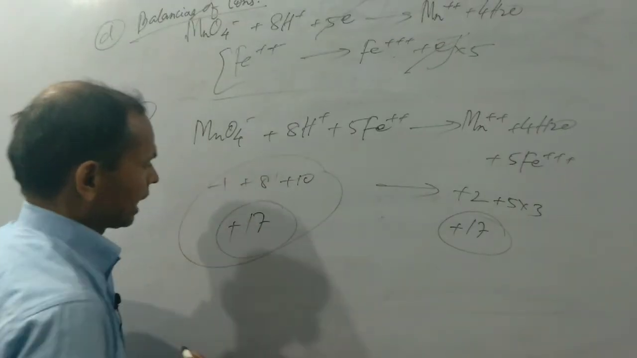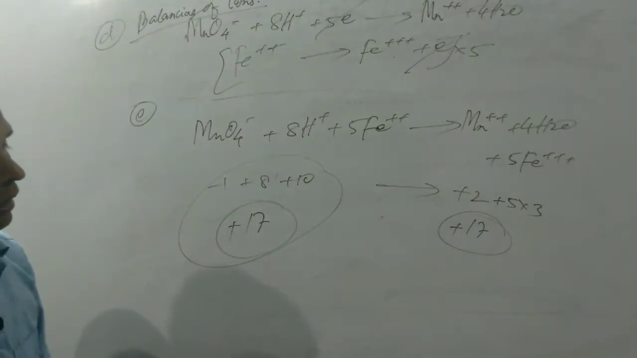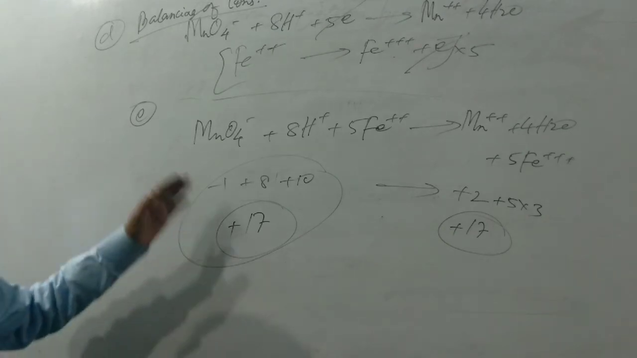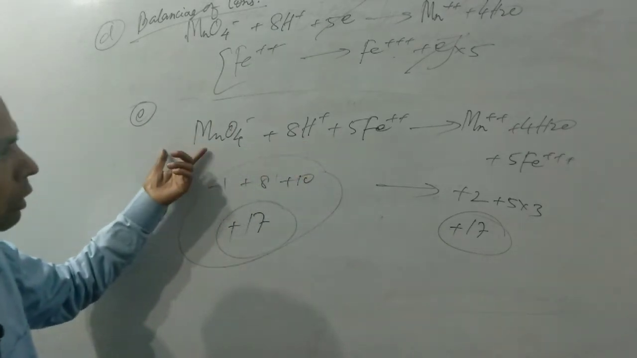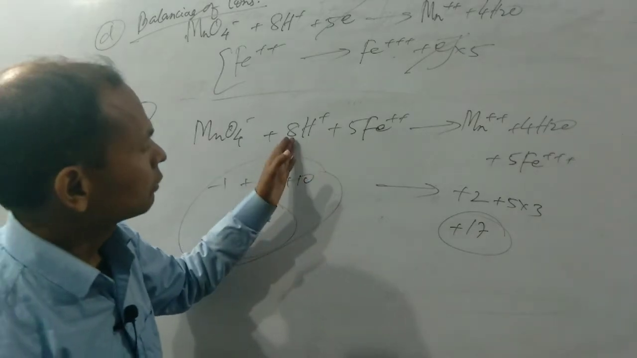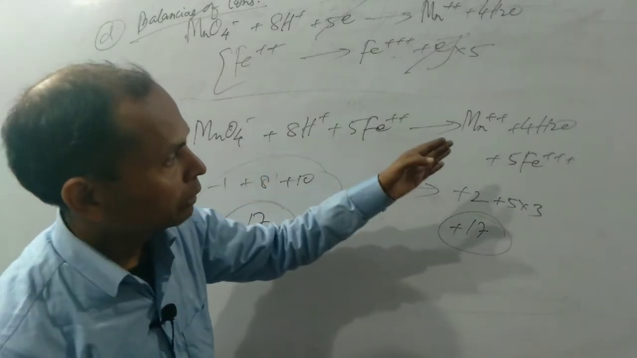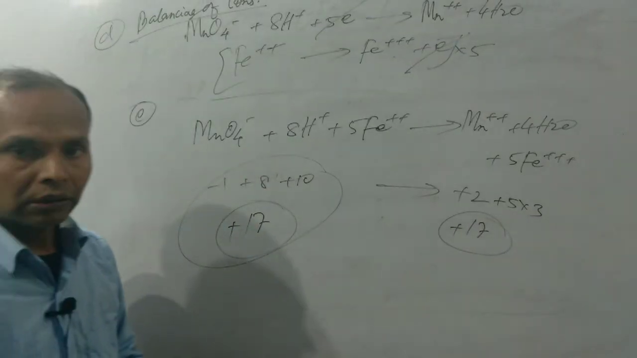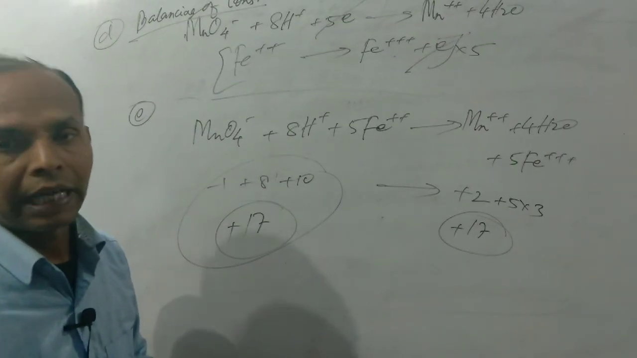In the left side plus 17 ion and in the right also plus 17 ion, and we can calculate also the number of atoms on both sides, that is Mn 1, hydrogen will be 8, hydrogen will be 8, and all the elements will be balanced. This is the balancing of redox reaction by using the ion electron method.